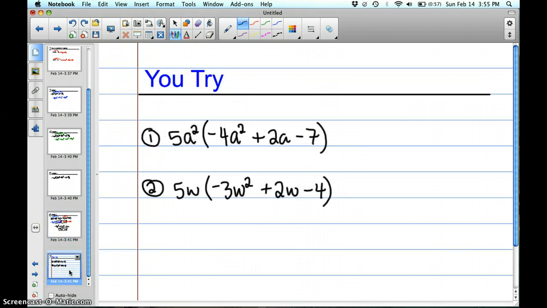So here are 2 problems for you to try. Make sure you attempt both of these and bring them tomorrow to class with any questions you may have.